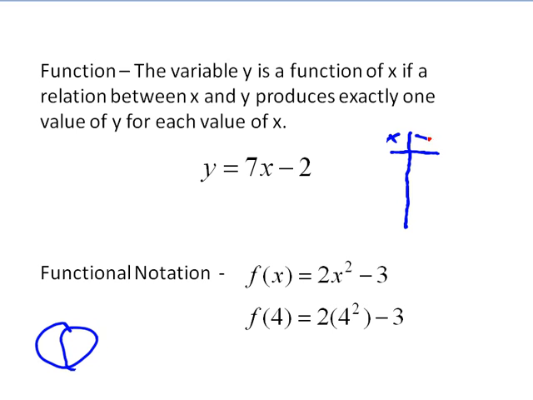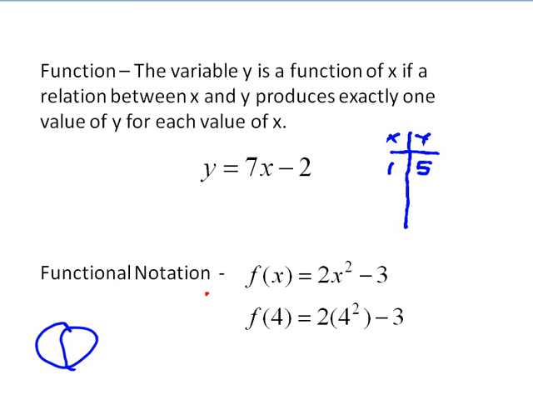If we have x and y, and if we put in one value of x, we'd have 7 times 1 minus 2, and y would be 5. So it's saying it's a function if there is exactly one value of y for each value of x. So no matter what we put in as x, there would be only one value of y.